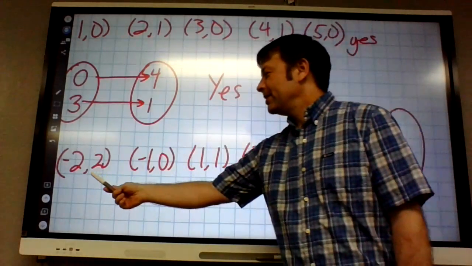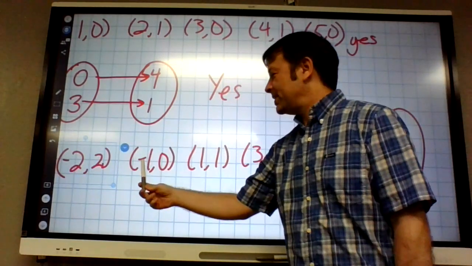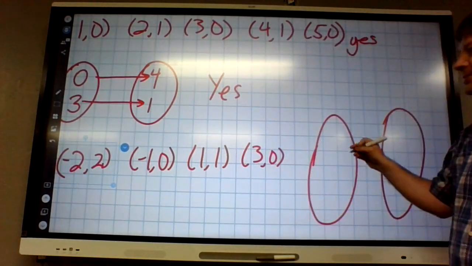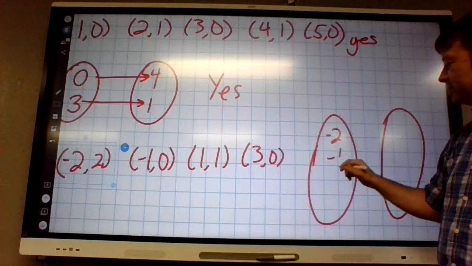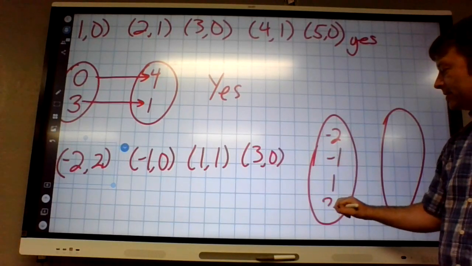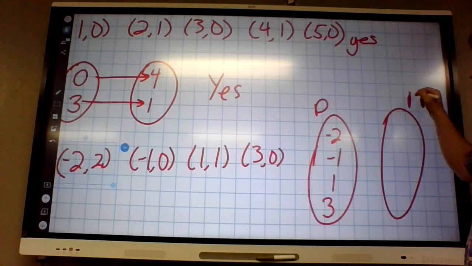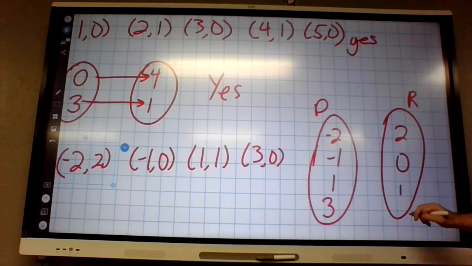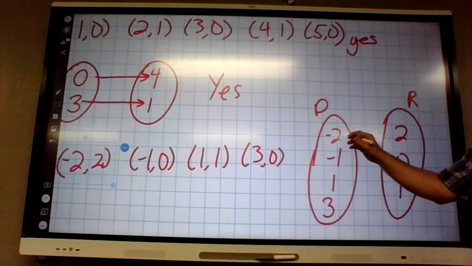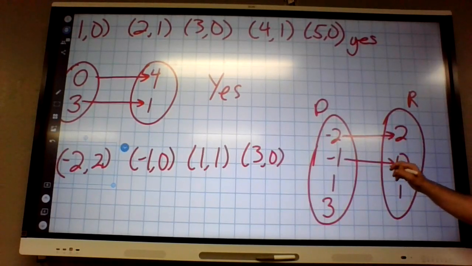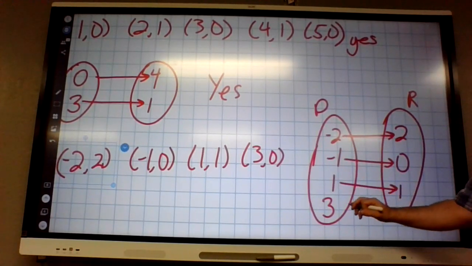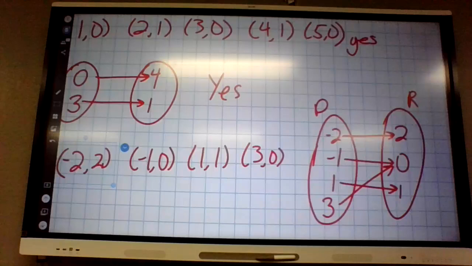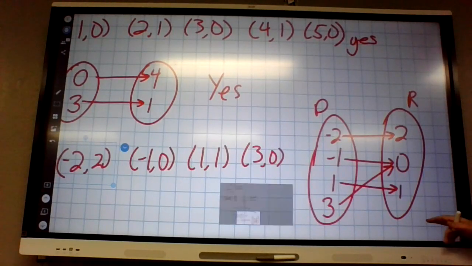So all these x values are going to go over here in the domain. And all the y values are going to go over here. 2, 0, 1, 0. So 0 shows up twice, but you only write it once. So then you match negative 2 to 2, negative 1 with 0, 1 with 1, and then 3 with 0. And it is a function since there's all different domains.